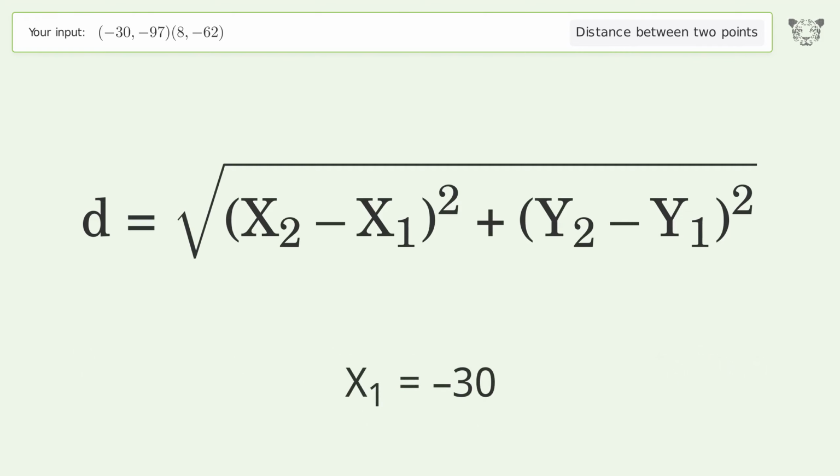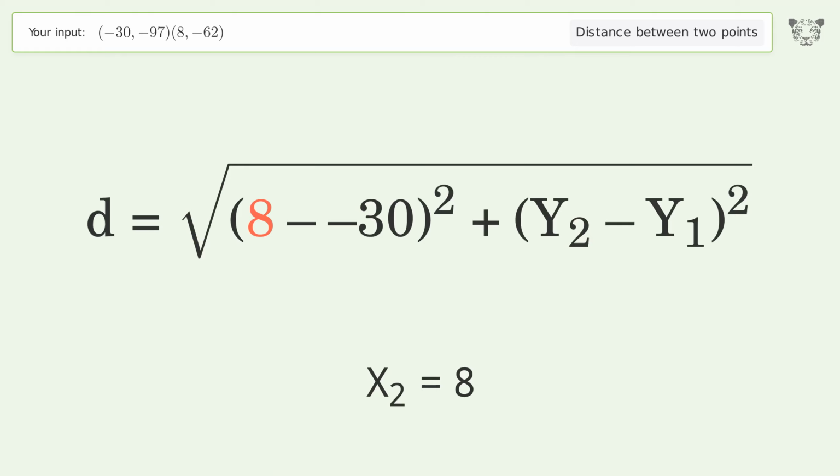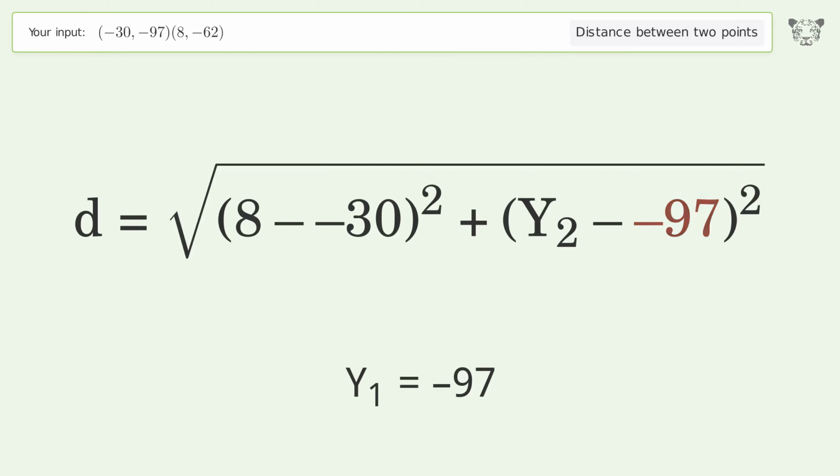x1 equals -30. x2 equals 8. y1 equals -97. y2 equals -62.